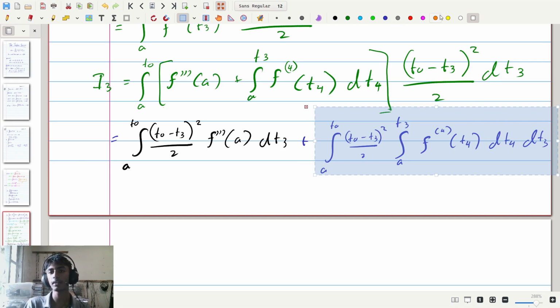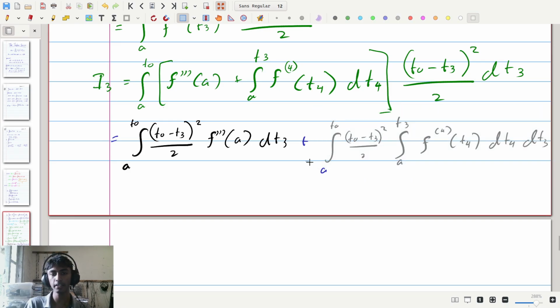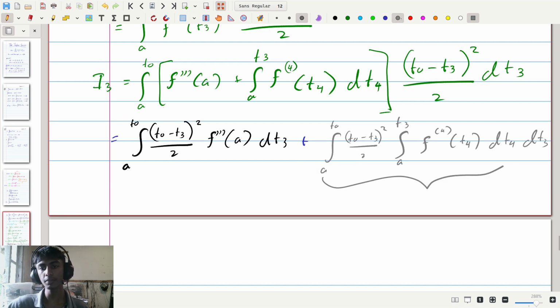We don't really have that many colors left. Let's say this integral here, the gray integral. So we have the black integral and the gray integral. We're going to solve the black integral, and we're going to keep the gray integral and label it as integral number 4. So here this part is integral number 4.